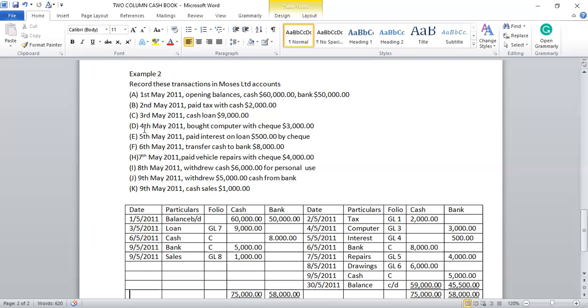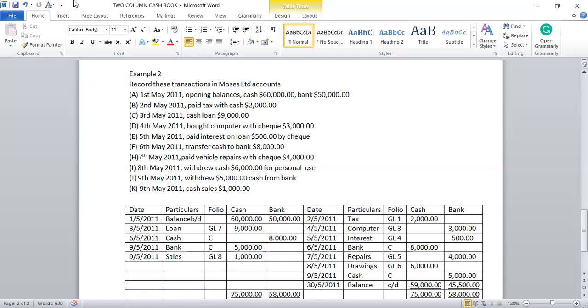Then D, 4th May 2011, bought computer with check, $3,000. That means the bank account should be credited. So when we come here, 4th May 2011, that's the date, particulars, computer, that's where the corresponding entry can be found. The folio, assume general ledger page 3, and the bank credited $3,000.